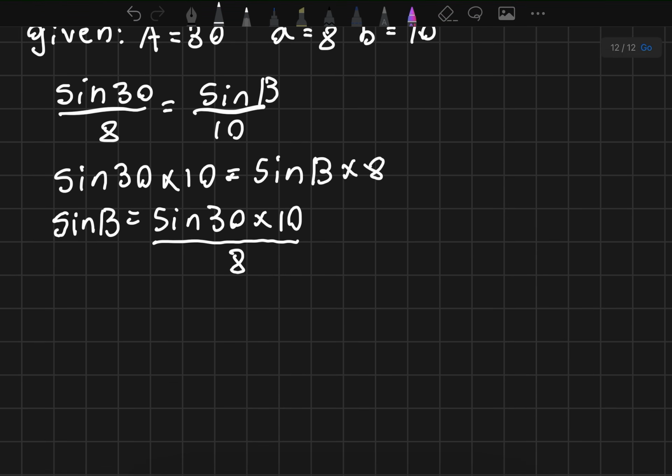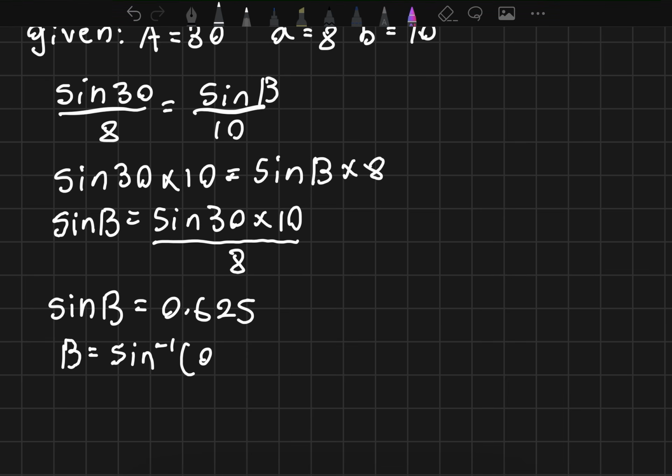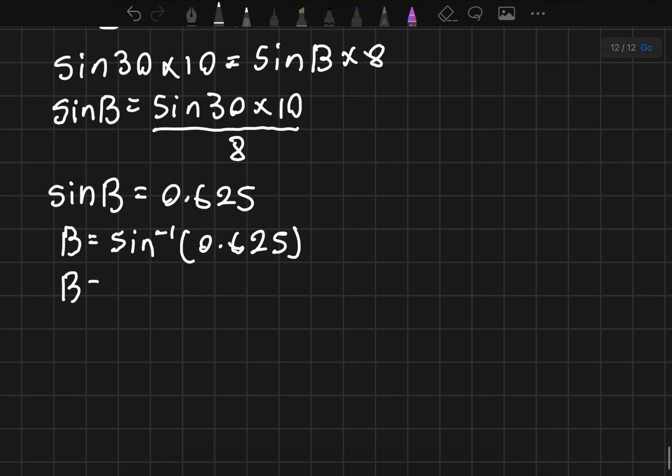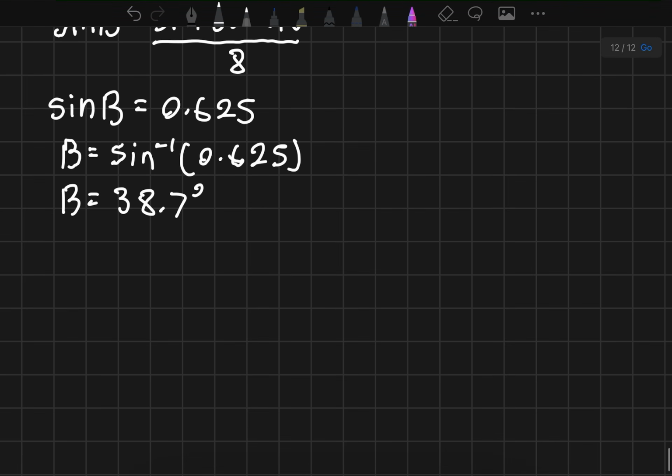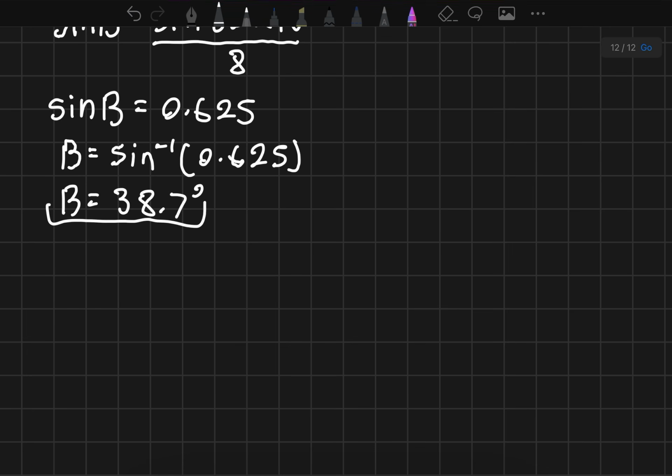So that leaves us with sine B equal to 0.625, and B is equal to sine inverse of 0.625, and B is approximately 38.7 degrees. Let me just write this better. So now we have to check for the second angle.